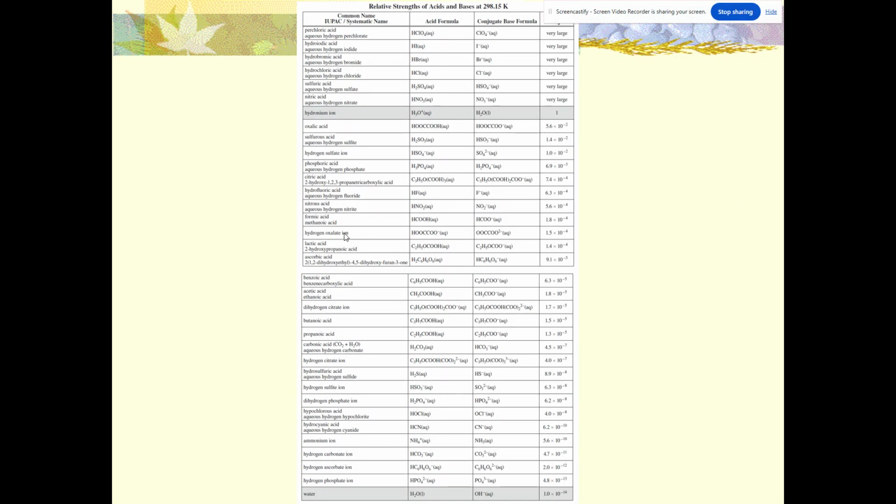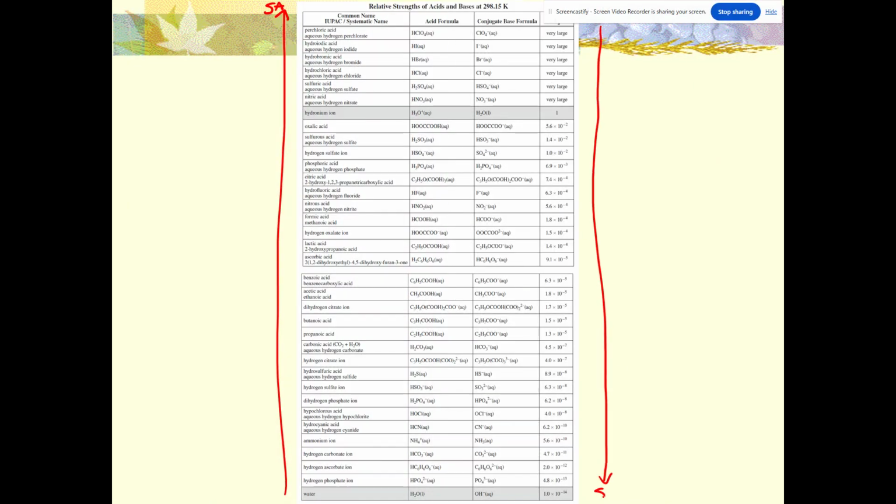Okay, the acids on this chart are written in order from the strongest acid at the top to the weakest at the bottom. And the bases are written in order, the weakest at the top down to the strongest at the bottom. So when you have an acid-base reaction, very similar to electrochem where you're using the reduction table, you're going to pick the strongest acid, whichever one is closest to the top, and the strongest base, whichever one is closest to the bottom.